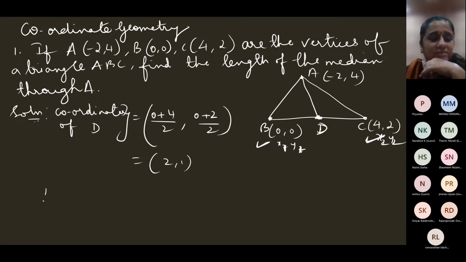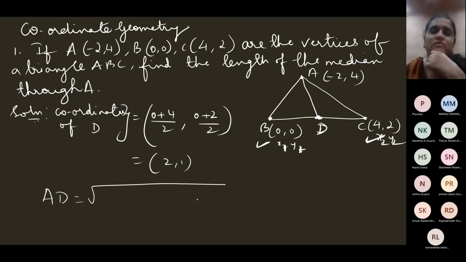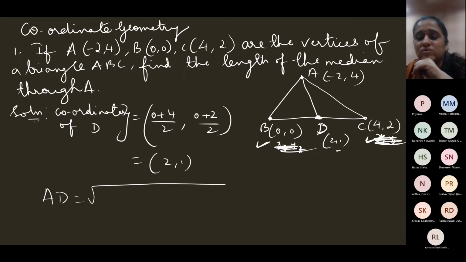So what is AD? AD is equal to the root of x2 minus x1 the whole square plus y2 minus y1 the whole square. Now x1, y1 will change. Don't take the same x1, y1, x2, y2. Now we found D is 2, 1. You can take this one as x1, y1 and this one as x2, y2, or the other way around. The points are A and D, because we need to find the length of the line segment AD. So use the coordinates of A and D and put them in this formula.